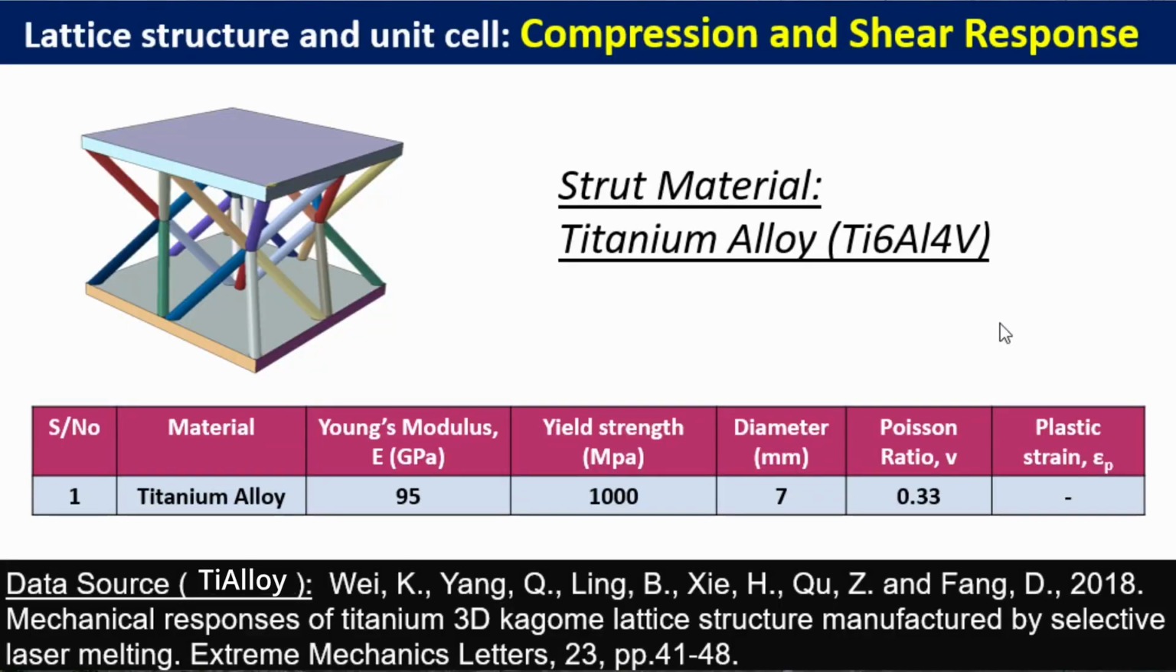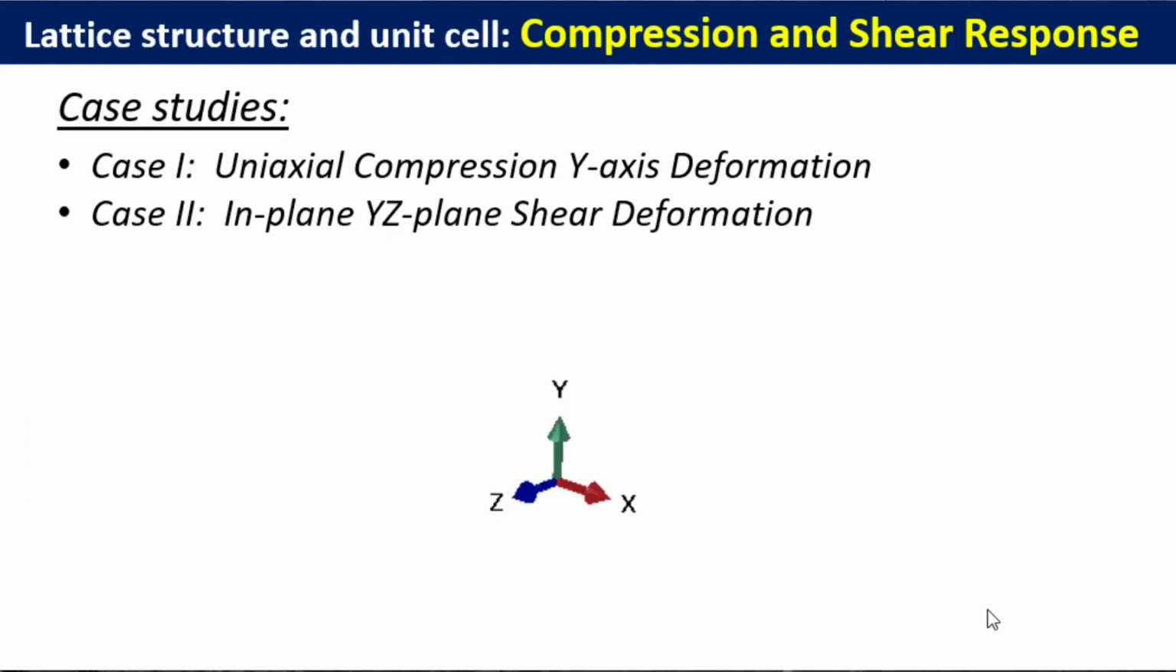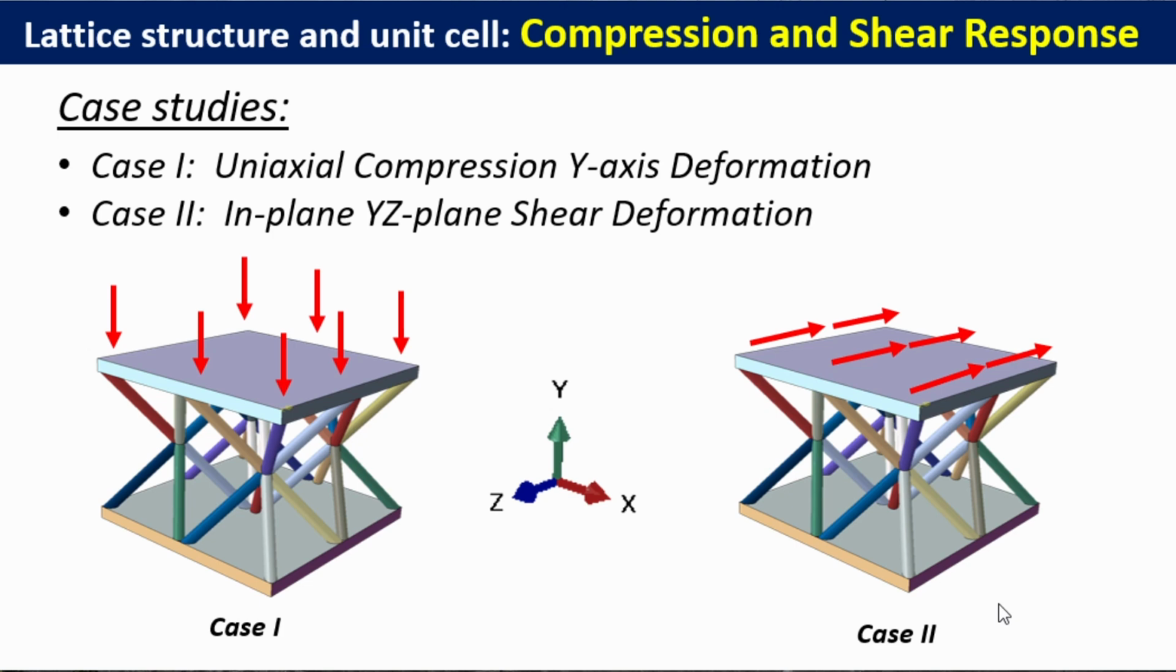The material that we're going to use for this model will be a titanium alloy with the properties given in this case. This titanium alloy will be 3D printed, so the properties of the 3D printed titanium alloy are what we have here, and these are the details of the publication where this information is taken from. The case studies that we're going to be looking at will be a uniaxial compression in the y-axis, as well as an in-plane YZ shear deformation.